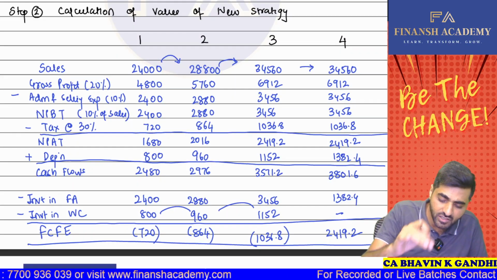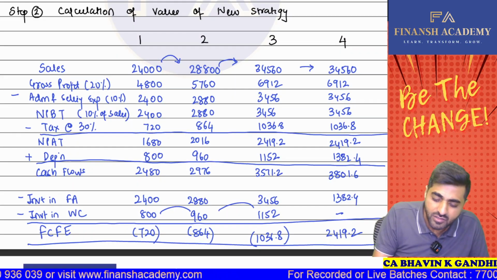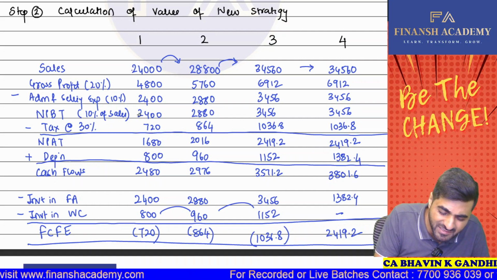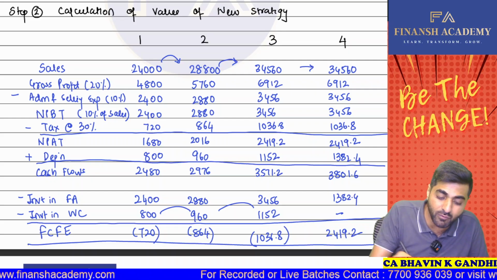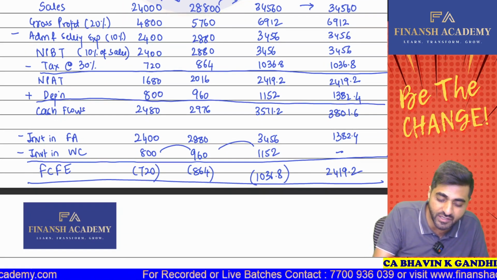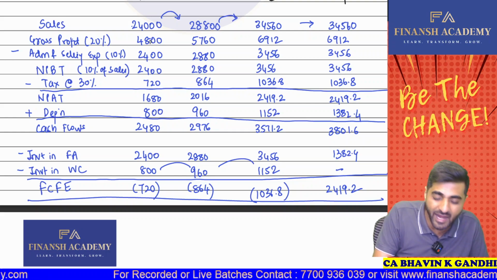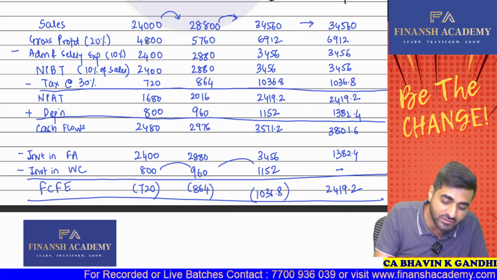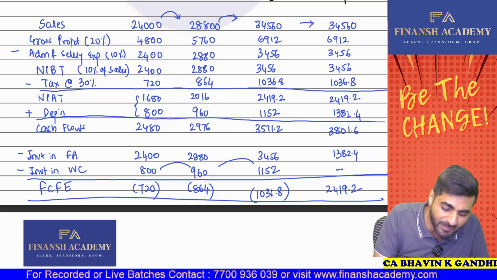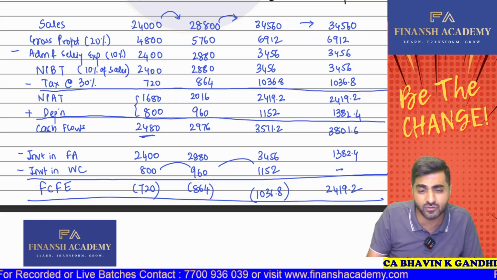Okay. So we will prepare the income statement. In this particular case, we'll be having sales, and your NPBT is 10% of the sales. So whatever your existing sales was, which was 20,000, we added 20% to it. It gave you 24,000, GP at the rate of 20%, so this will be 4,800, admin and selling, NPBT, tax, NPAT. To this, we add back the amount of depreciation, and we'll be getting the cash flows.